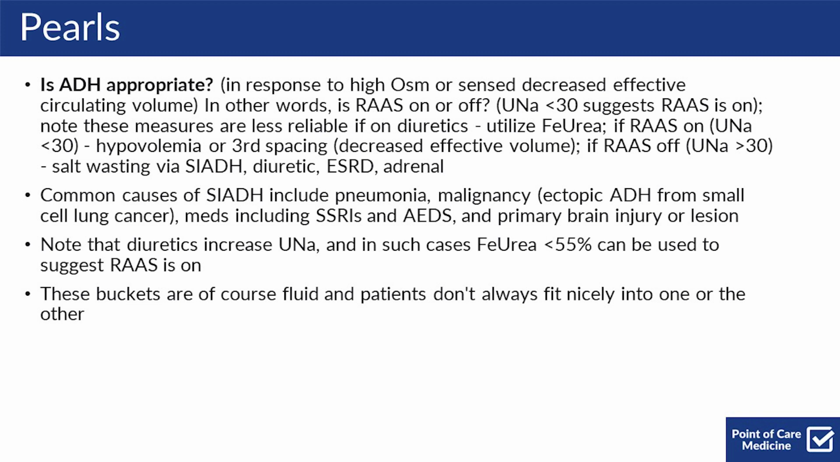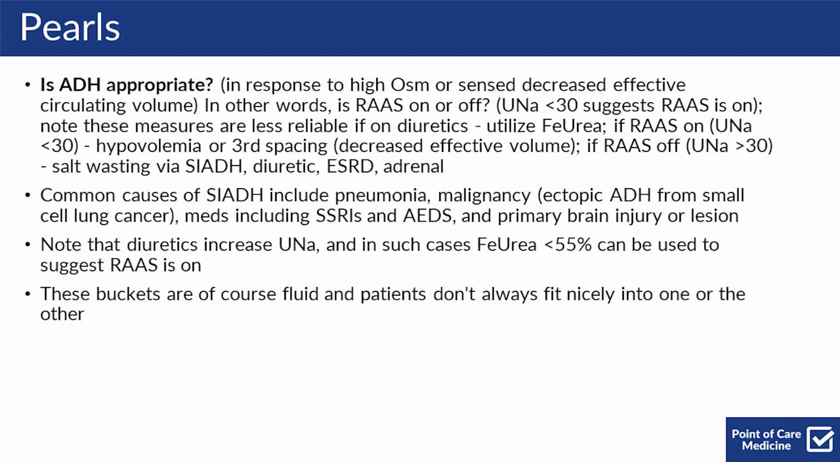If the urine sodium is less than 30, it suggests that RAS is on, and you should be aware that these measures are less reliable if a patient is on diuretics, and you should be utilizing FE-urea in that case, so you should send a urine urea. If RAS is on, again urine sodium less than 30, it's due to hypovolemia or third spacing or decreased effective circulating volume. If RAS is off, urine sodium is greater than 30, this is due to salt wasting because of SIADH, diuretic use, end-stage renal disease, or adrenal insufficiency.